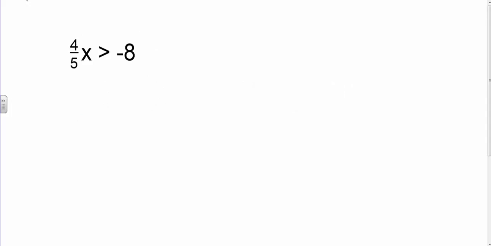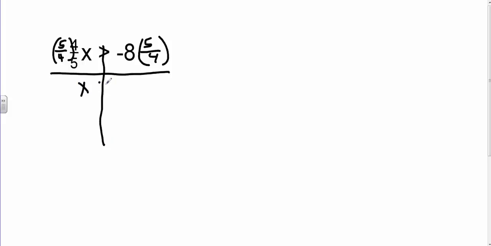Four-fifths x is greater than negative 8. The opposite of multiplying by 4/5 is to multiply by 5/4, the reciprocal. So we multiply both sides by 5 over 4. And that gives us x is greater than. Once again, we do not switch the direction of the sign because we did not multiply by a negative number. 8 divided by 4 is 2, times 5 is 10. There's one negative sign in the problem. If there's an odd number of negative signs, that means the answer is negative.